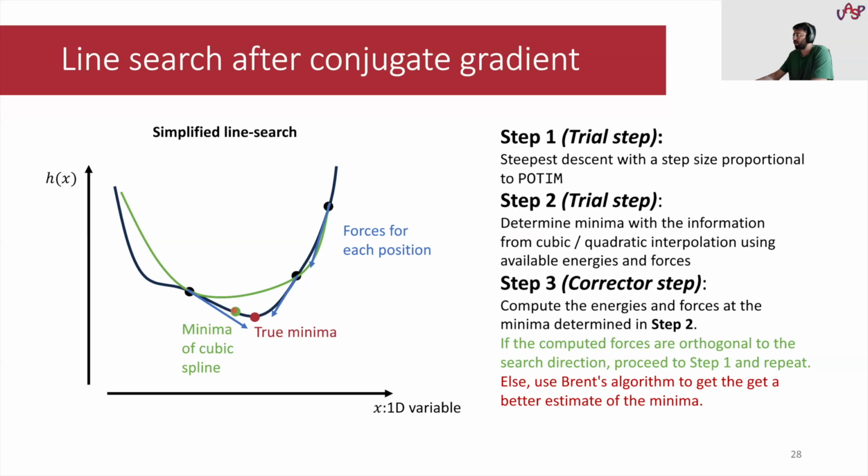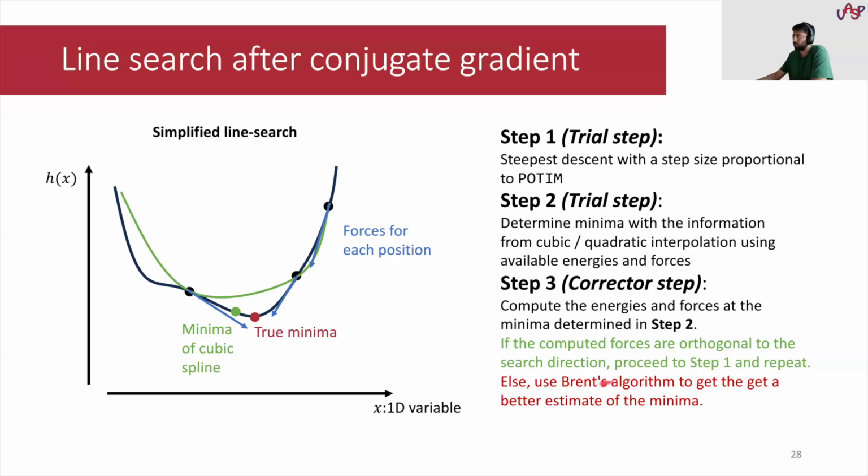And then you perform a corrector step. So you check whether your values are close to what was predicted by the interpolation. If they are good enough, stop, go back to step one, take the next trial step and continue. Otherwise, it uses what's called Brent's algorithm. I do not have the time to go through this, but this is something that you can look up in any good reference.